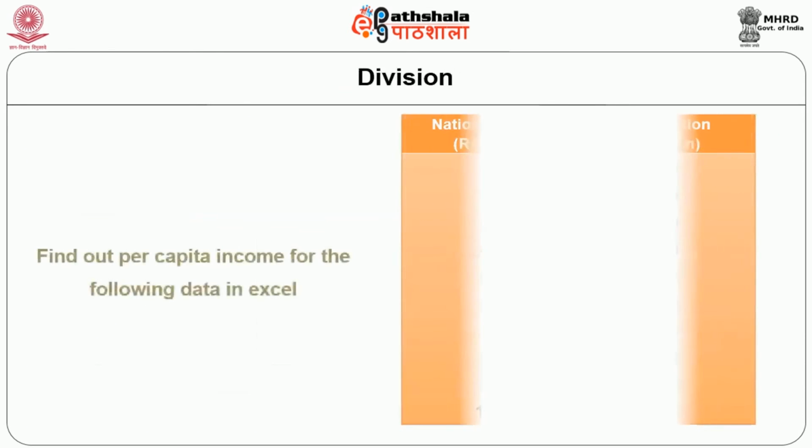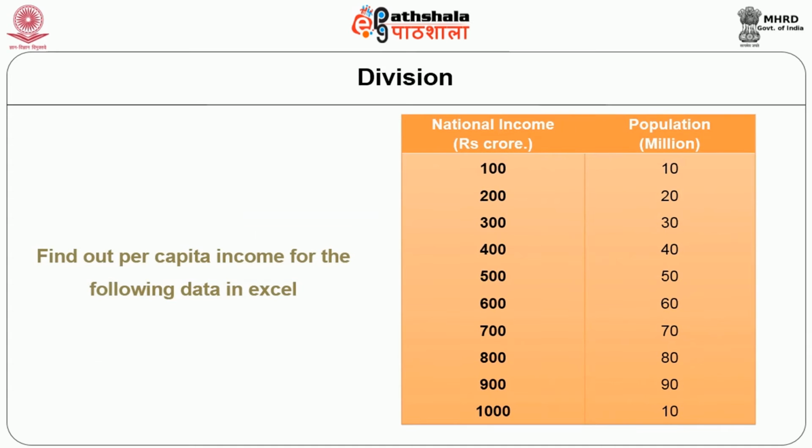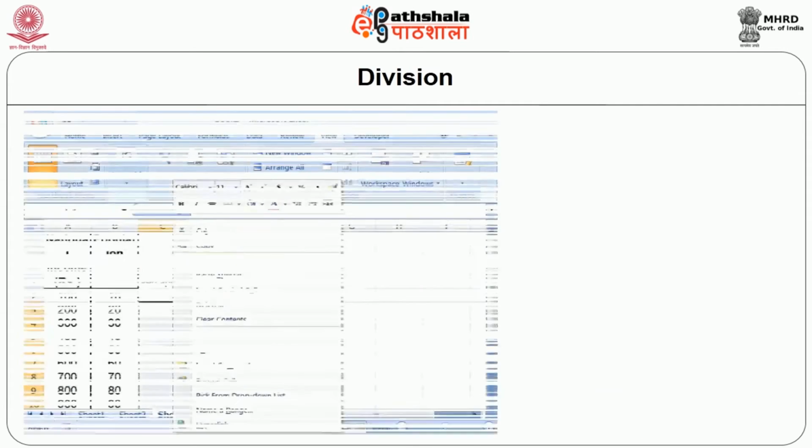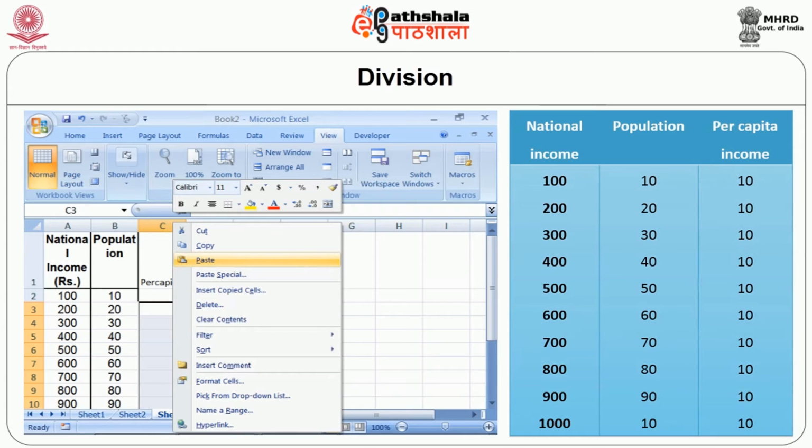Then division. Find out the per capita income for the following data in Excel. Procedure: open the Excel sheet, enter the title national income in cell A1 and values from A2 to A11. Enter the population in B1 and enter the values B2 to B11. Then enter the formula in cell C2 as A2 by B2. Press enter. Then values will be displayed in cell C2. Then drag from C2 to C11 to get the other values.